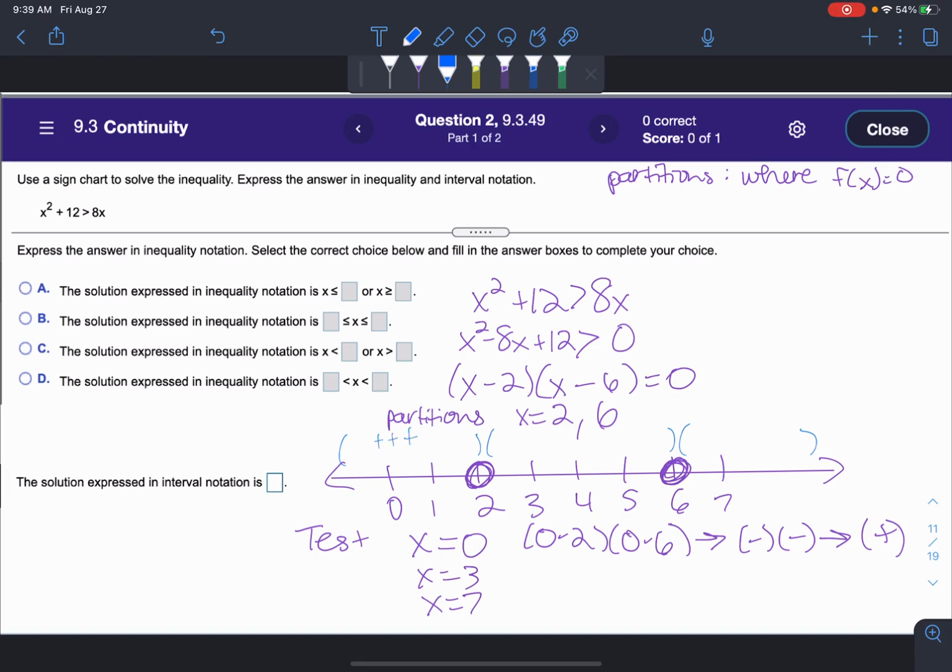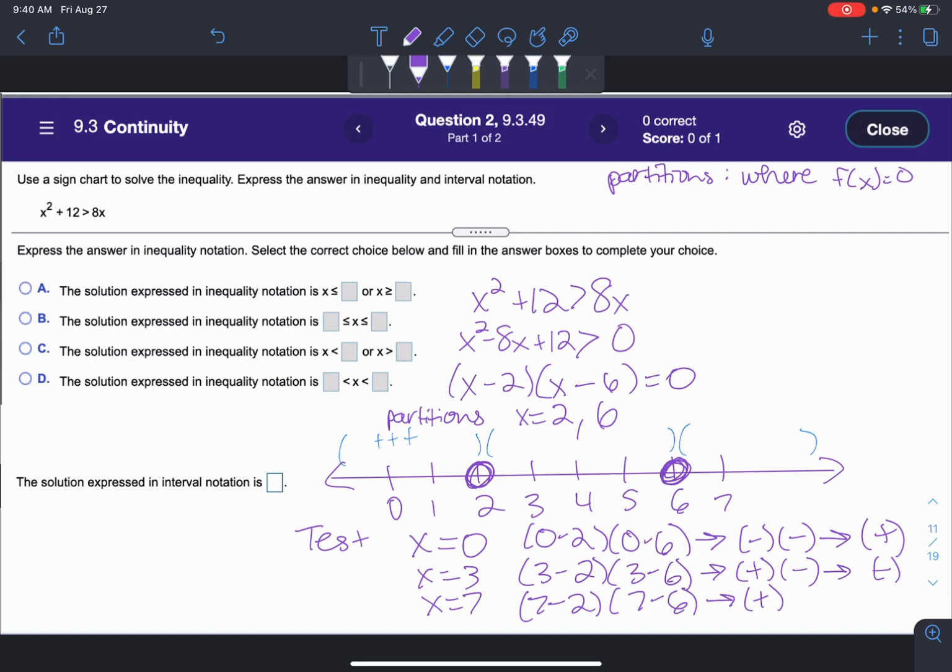So plus, plus, plus. And then if we put in 3 minus 2, 3 minus 6, I get a positive times a negative, which will give me a negative. And then 7 will yield a positive, because that's positive 5, times another positive. And so I get positive. Oh, I forgot to write this: minus, minus, minus. And then the last one is plus, plus, plus.